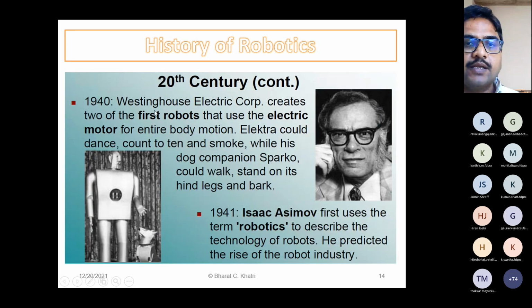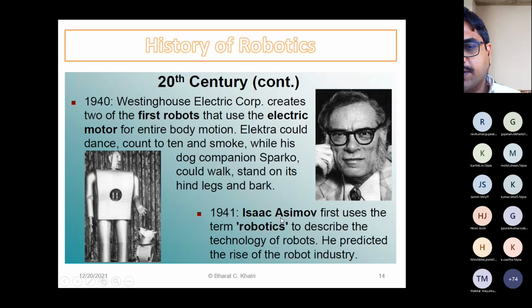In 1940, the Westinghouse Electric Corporation created two robots. The first robot you can see here looks like a human being. Its name is Electra. Electra can dance, count up to 10, and also smoke. It has one companion, a dog. The dog can bark, walk, stand, and perform activities like a dog. So they made two robots.